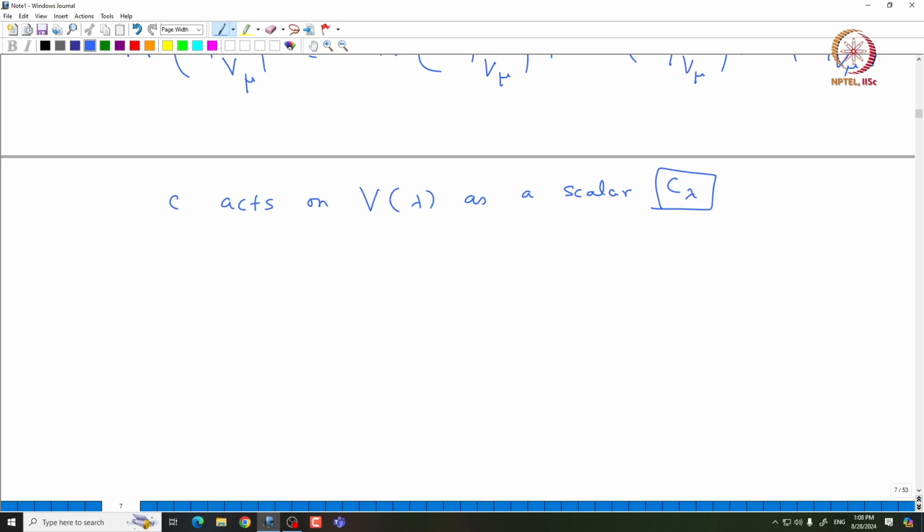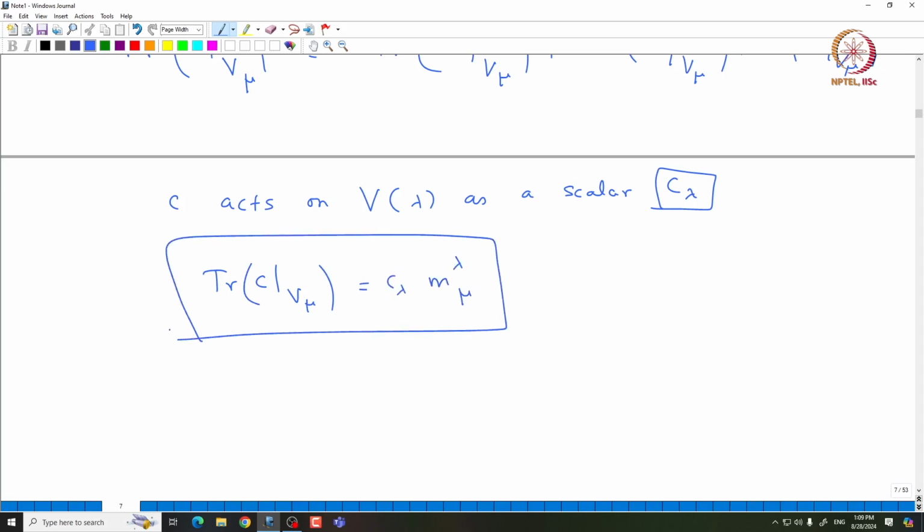So, this has some explicit expression, we will actually see what it is. Since it is acting as C lambda, the trace of C restricted to V mu is going to be exactly C lambda times the multiplicity of mu inside lambda. This is something obvious because the Casimir element lies in the center, so it acts as a scalar on the irreducible representation.